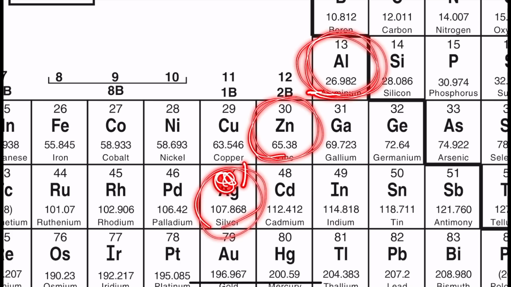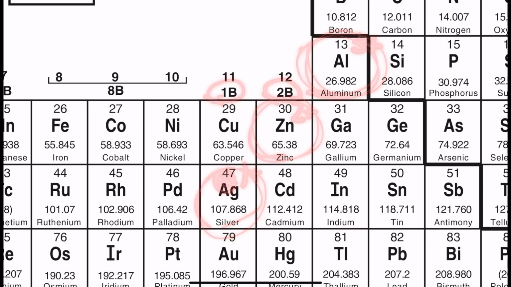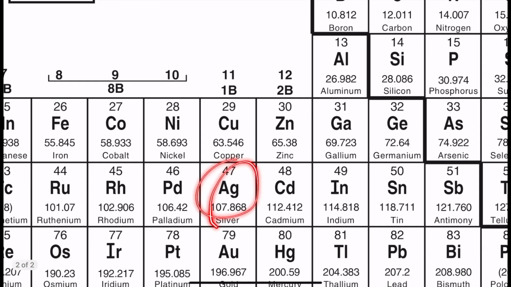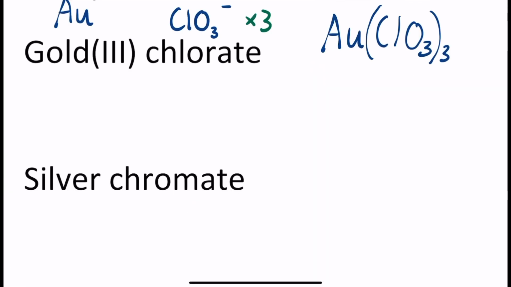Silver was always going to be 1 plus, zinc was always 2 plus, and aluminum was always 3 plus when they ionize. And you can kind of remember that based off of the fact that the group numbers are 1B, 2B, and then 3A. Or the fact that they're in this zigzag stair-step location, and silver is the first step, zinc's the second step, and aluminum's the third step. Silver symbol is Ag. It has a 1 plus charge.